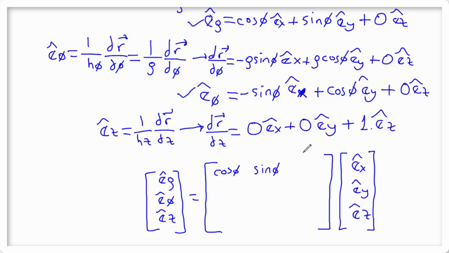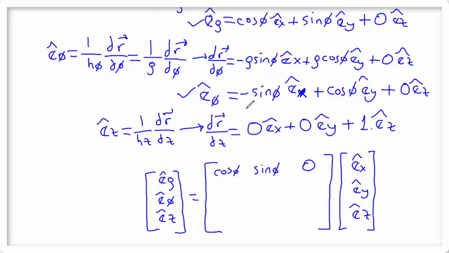Then sine phi, multiplied by whom? Ey in the second position. It is sine phi times Ey. Who will be in the third position? It must be 0. With whom must it multiply? Ez. Then what will come here? 0.